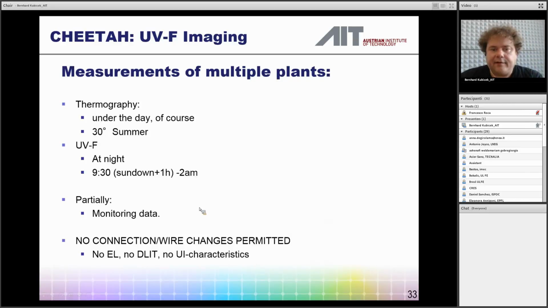For these plants that we investigated, we were not allowed for insurance reasons and practical reasons to do any changes to the electric circuitry. So all we had to do was passive. So we couldn't do EL imaging of the system.